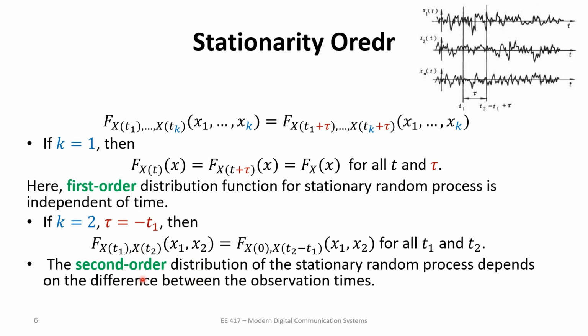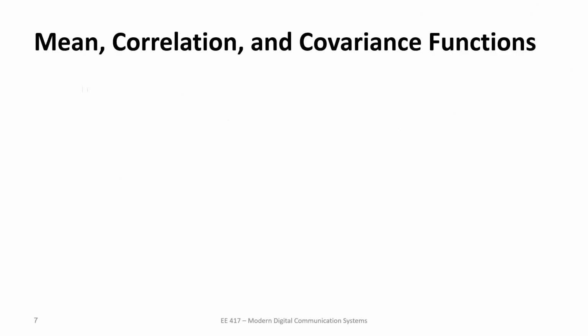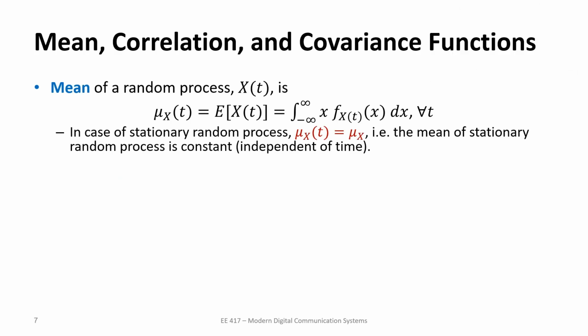We can say also that it's stationary in the second order if the relation between different times only depends on the time difference. So we can say here, for example, that we can also look at the mean, correlation, and covariance of a given function.